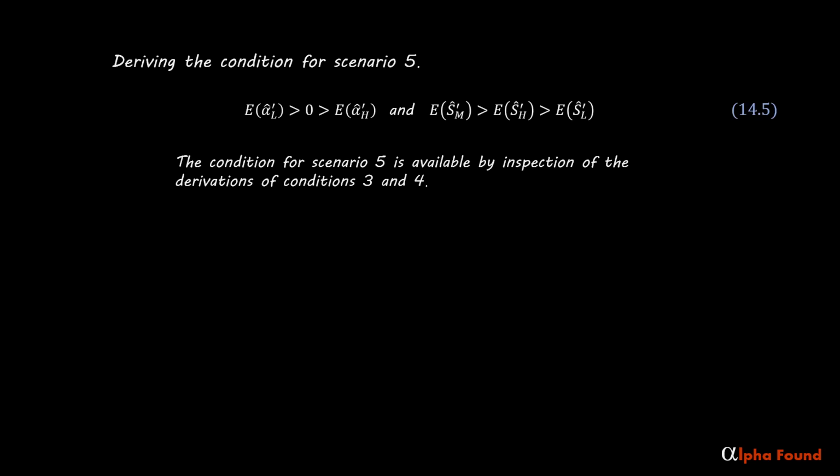Next, we derive the condition for scenario 5. The condition for scenario 5 is available by inspection of the derivations of conditions 3 and 4. It is important to recognize that the expected alpha for the low CAPM beta portfolio is greater than 0 for this and all remaining scenarios. This is enough for one video. I will pick up in the next video by deriving the conditions for scenarios 6 through 9. At the end of the next video, there will be a summary table of the conditions needed for each scenario.